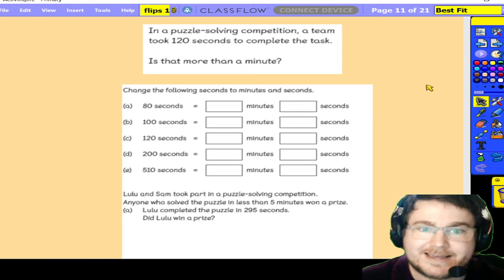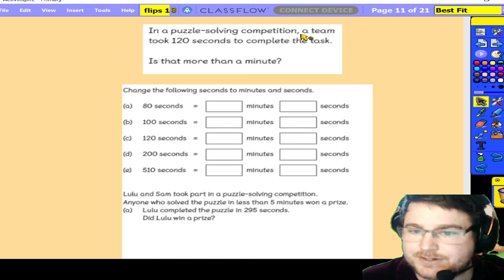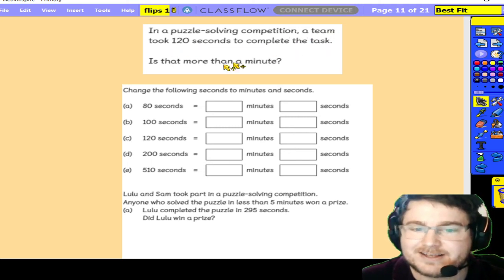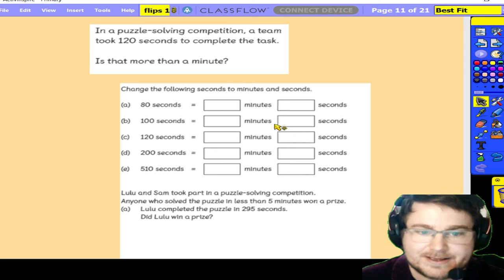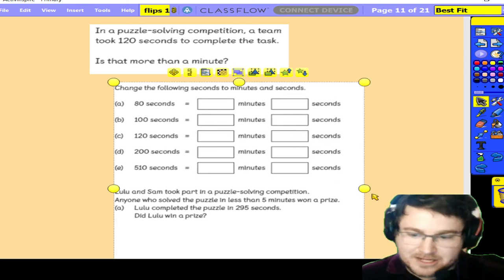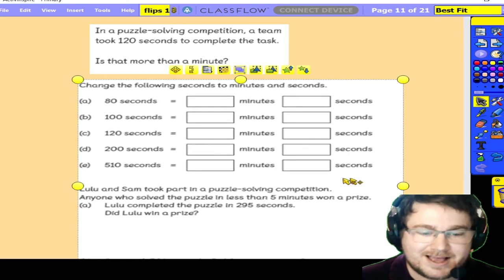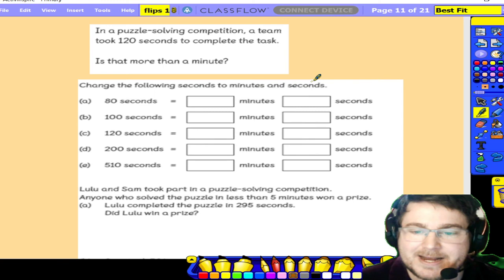So, in a puzzle solving competition, a team took 120 seconds to complete a task. Is that more than a minute? Explain your answer as well, please. Just don't go yes or no. Explain it. Prove it, please. And the last one, well, there's a couple of questions here. Can you change the following seconds to minutes and seconds?